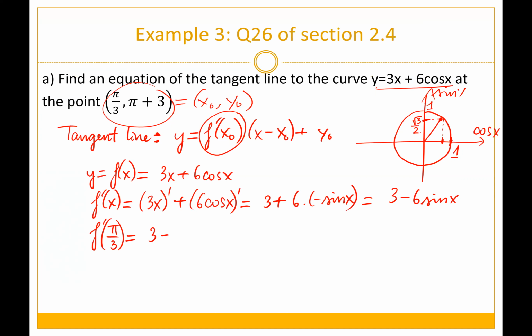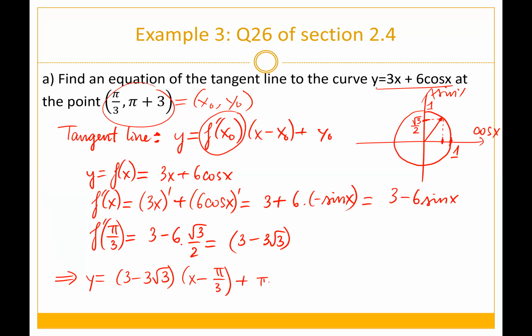So this one is going to be 3 minus 6 multiplied by square root of 3 over 2, which is going to be 3 minus 3 square root of 3. And so now I'm just going to plug every number in. So the tangent is going to equal 3 minus 3 square root of 3 multiplied by x minus pi over 3, plus pi plus 3. So this is the equation of the tangent line that we need to find.